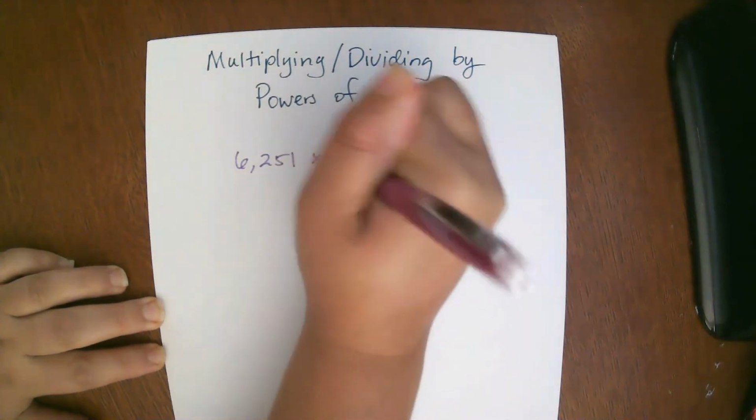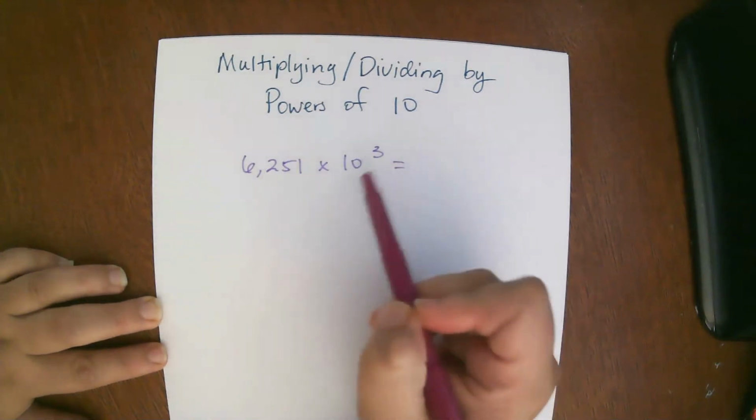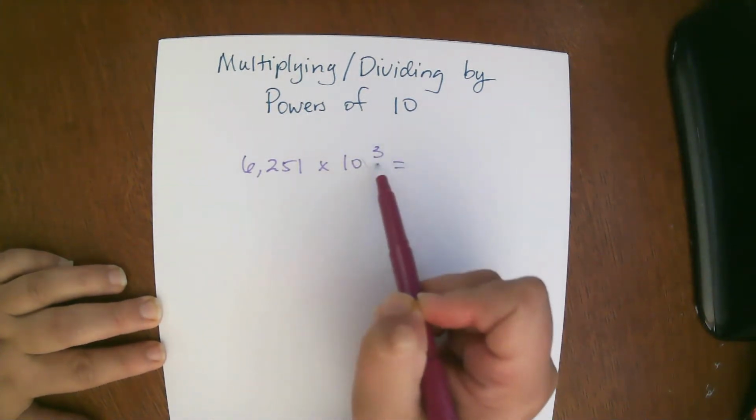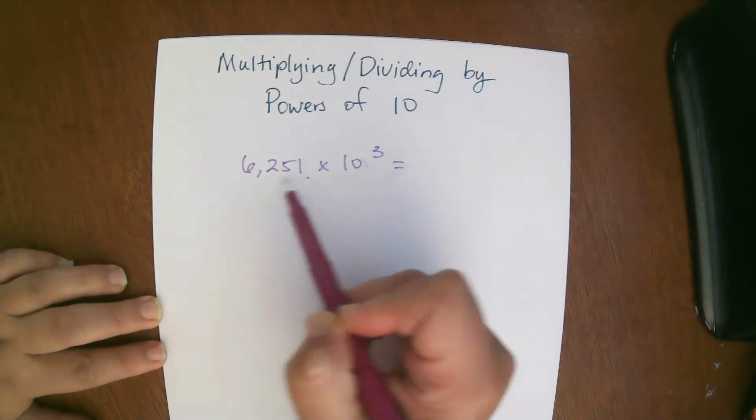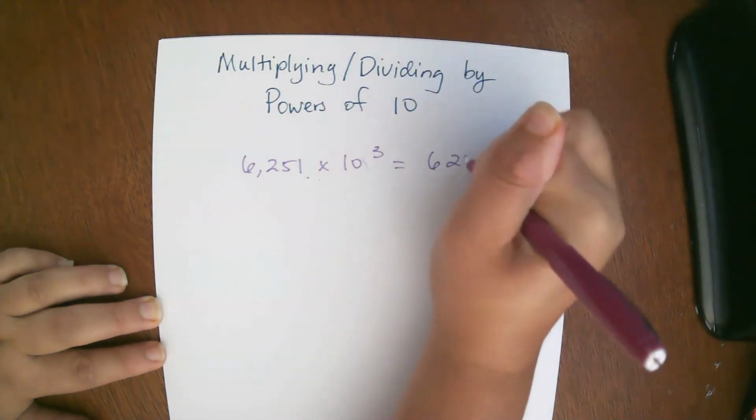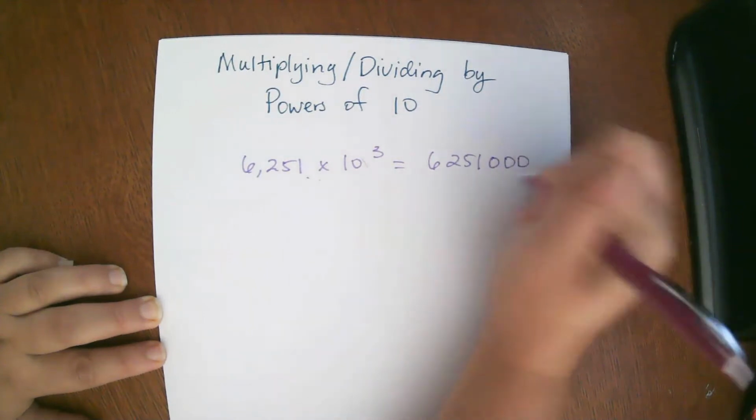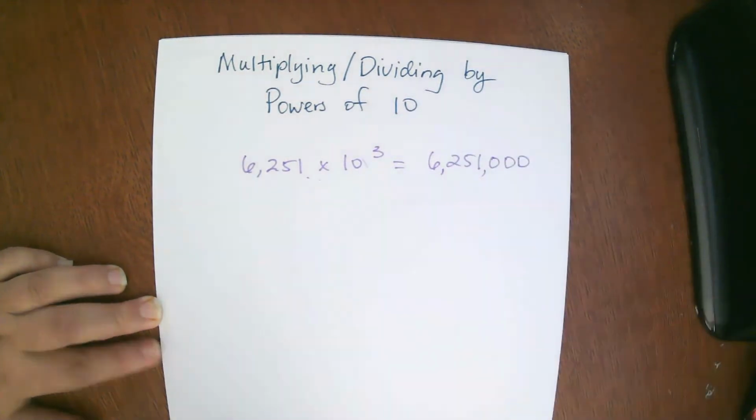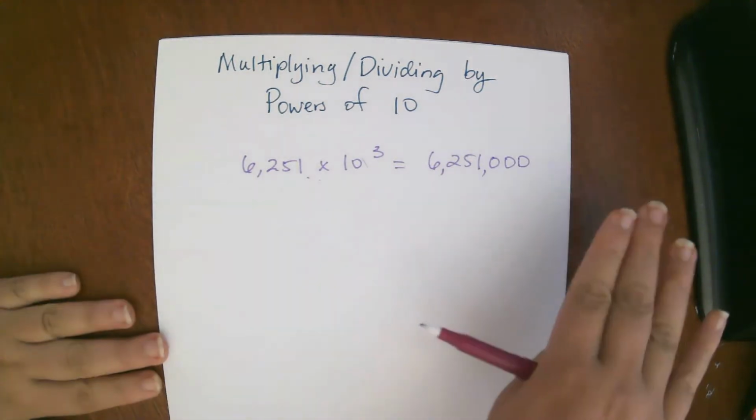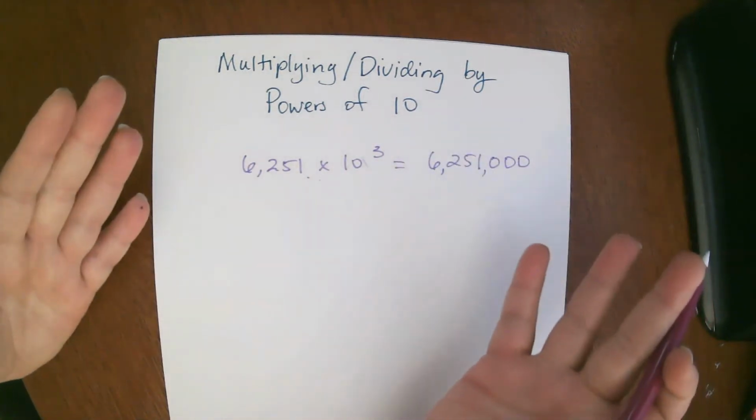6,251 times 10 to the power of 3. Okay, and how we solve that is our 10 to the power of 3, our power told us how many zeros to kind of tack on behind this number. So we would rewrite 6,251 and we would tack on 3 zeros. 1, 2, 3. And then we would include our commas. Okay, so that's kind of how we did it. And the reason why we were adding zeros to this is it's multiplication. In multiplication, we're expanding a number, right?